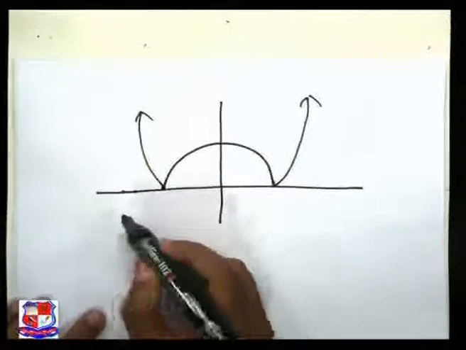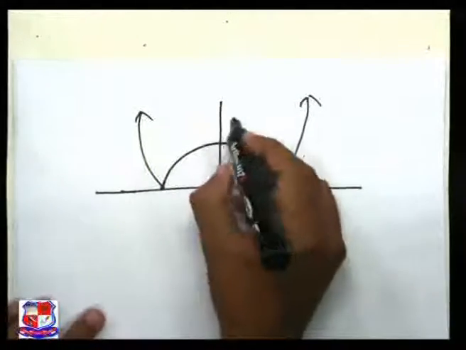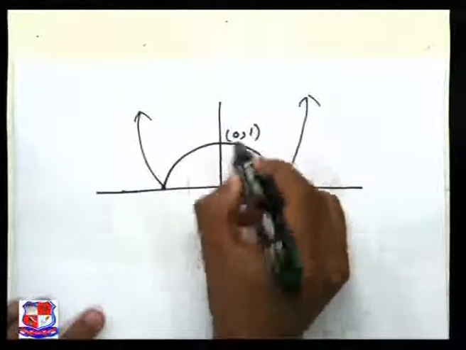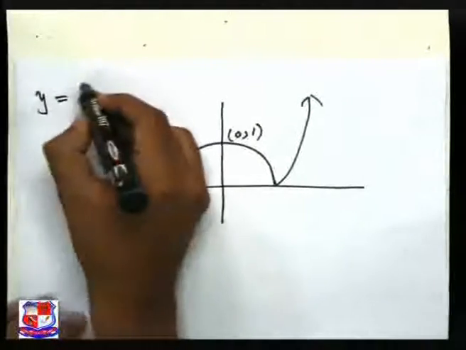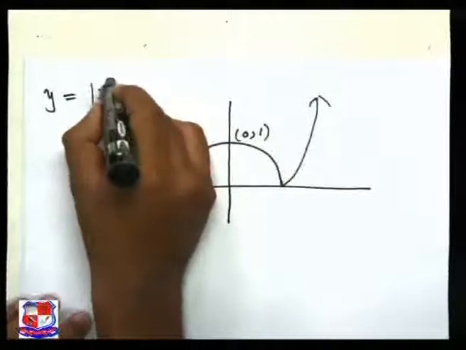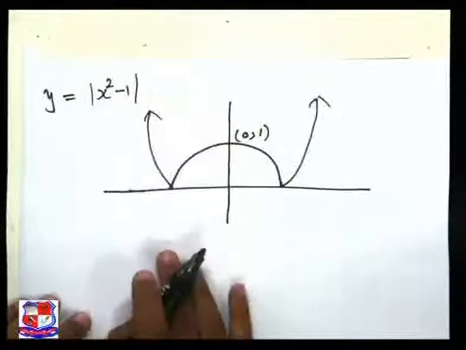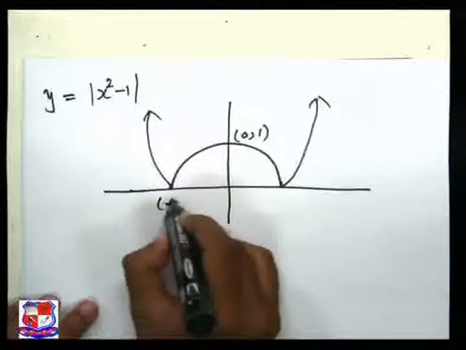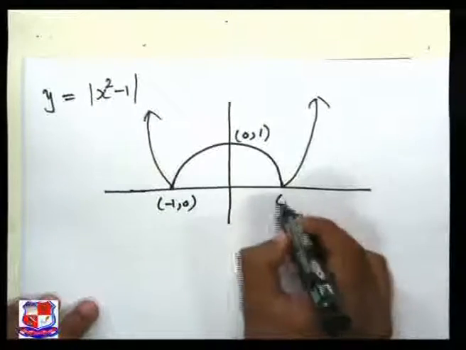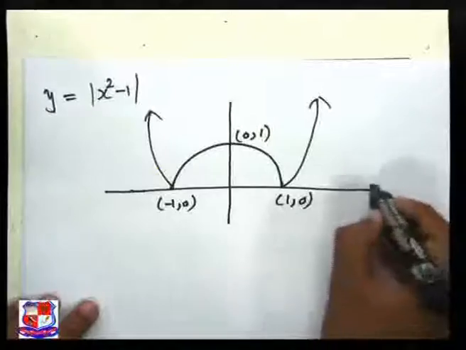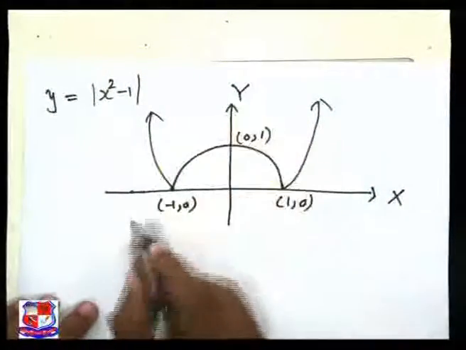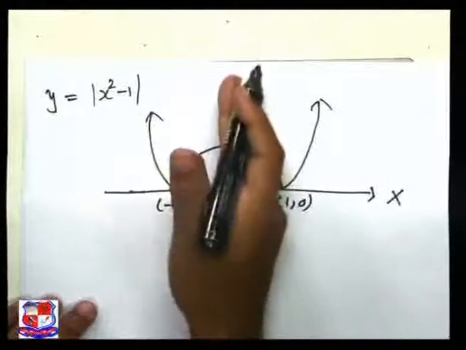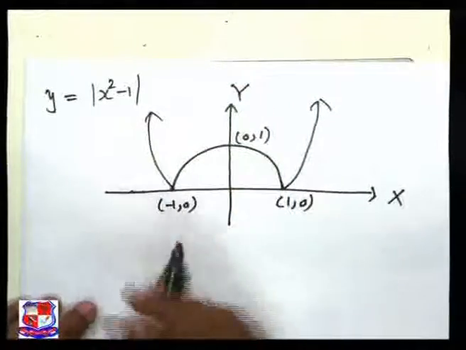The graph of this function is roughly, if we can draw, the graph of this function is 0 1. This is a graph of y is equal to modulus of x square minus 1. This is the point minus 1 0, this is the point 1 0, this is the x axis, this is the y axis. Now you can see the graph of this function is symmetrical about the y axis.